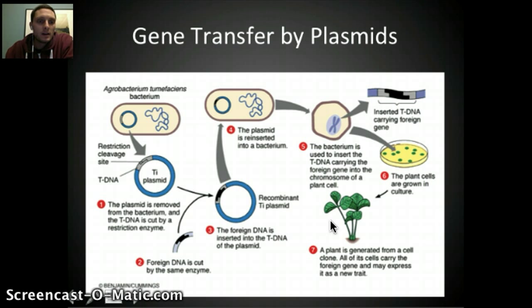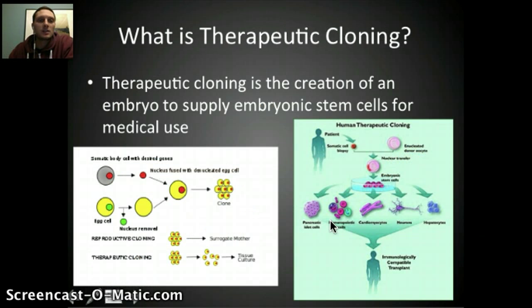With all of this, another aspect of biotechnology and genetic engineering is therapeutic cloning. And really this process is the creation of an embryo to supply embryonic stem cells for medical use. Embryonic stem cells is a topic that we'll look at further and is up to a lot of debate because these stem cells are taken from developing embryos. In humans, removing cells from a developing embryo results in the death of that embryo. And so that has some very big ethical concerns that we'll take a closer look at.